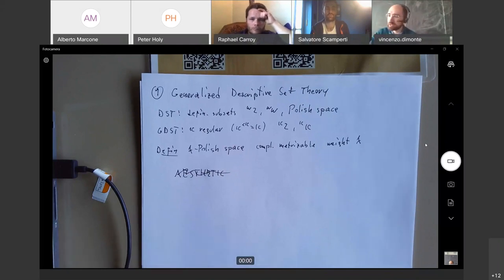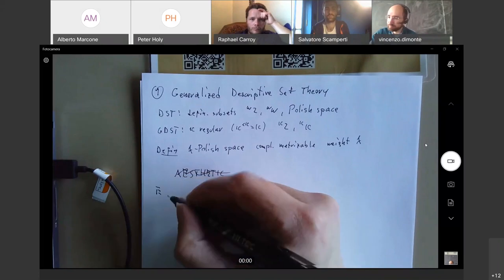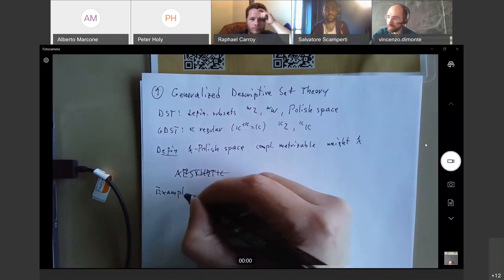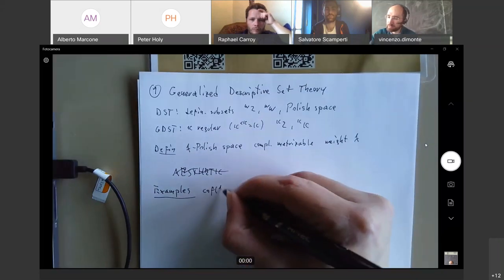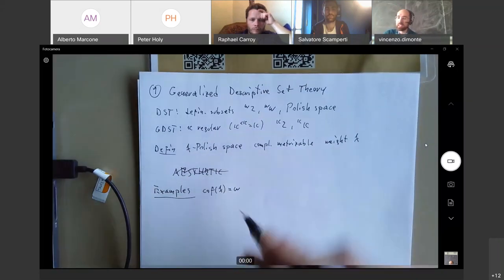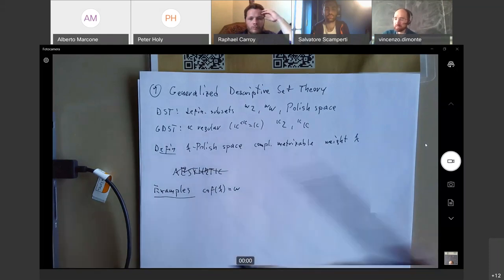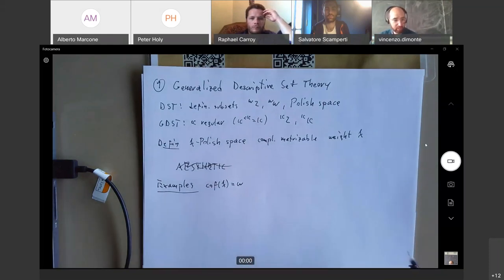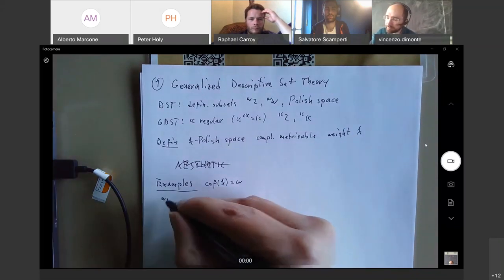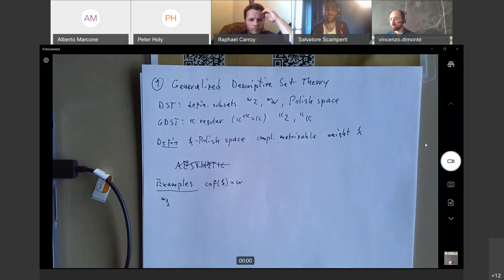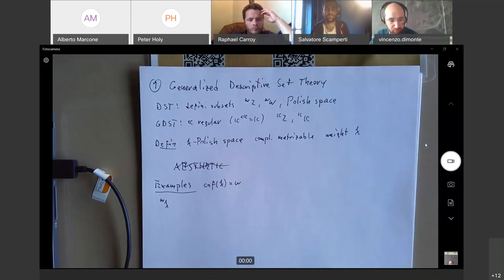Okay, so let's see some examples of lambda polish spaces. Again, here lambda is singular. This is why I'm using lambda instead of kappa. When I say kappa, usually it's regular. When I say lambda, usually it's singular. Okay, well, one is lambda to the omega. As I said, this is kind of like the lambda Baire space. So the, I don't know, the original lambda polish space.